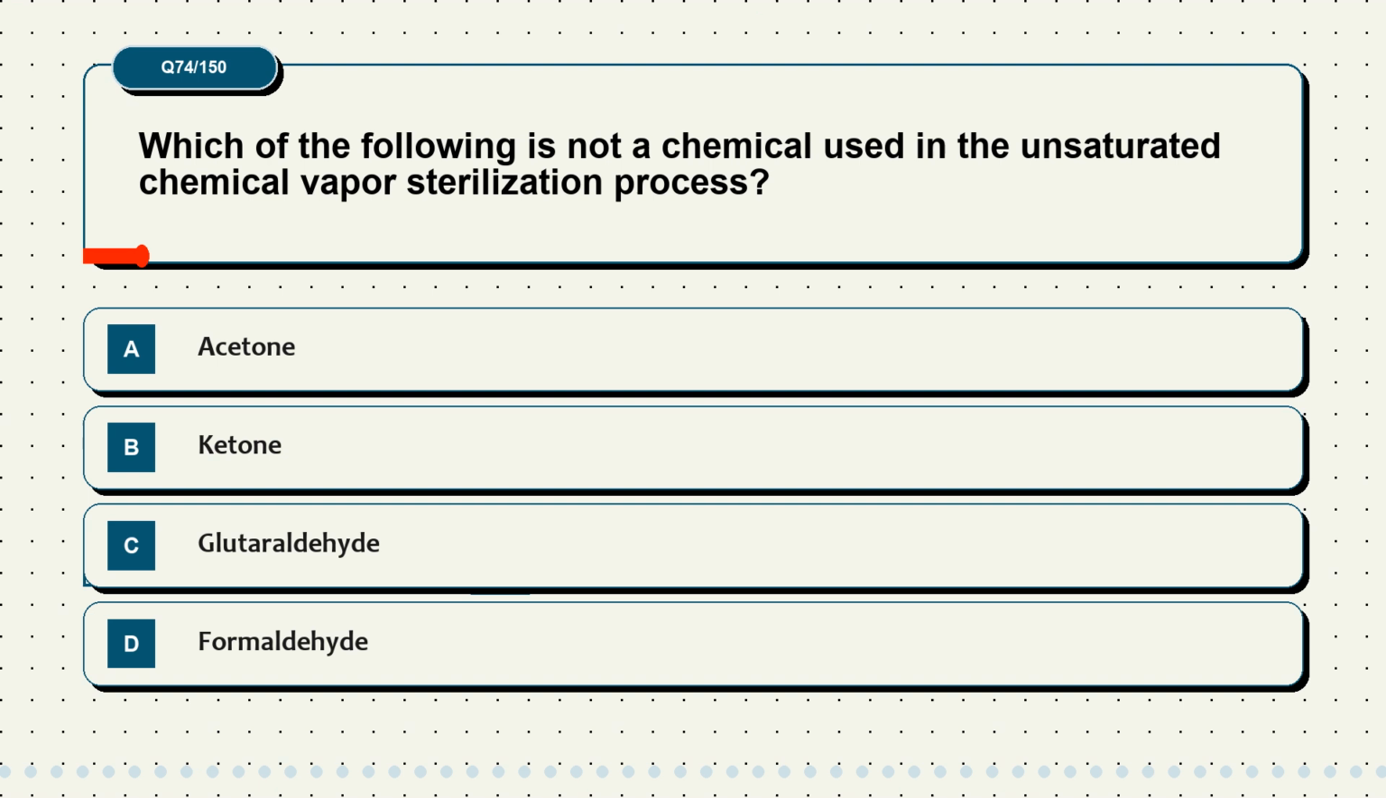Question 74. Which of the following is not a chemical used in the unsaturated chemical vapor sterilization process? Here are the options. Option A. Acetone. Option B. Ketone. Option C. Glutaraldehyde. Option D. Formaldehyde.